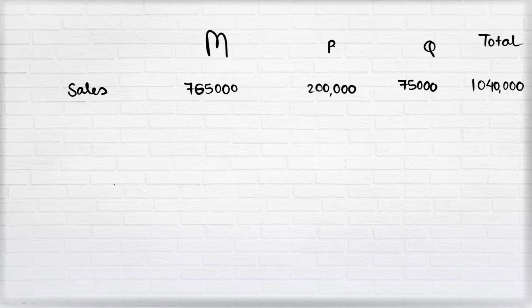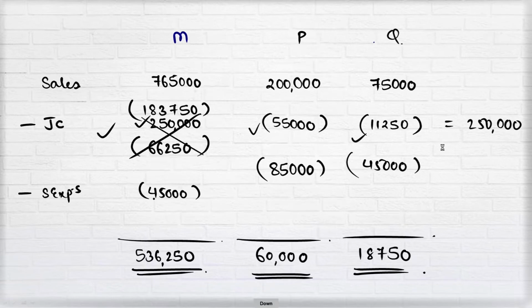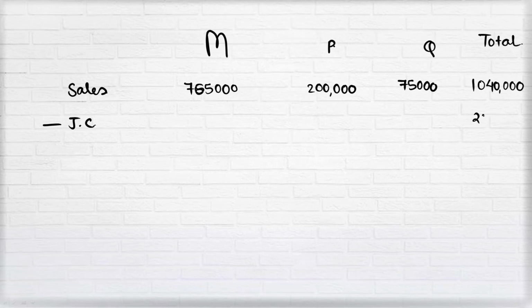10 lakh 40,000 minus joint cost. What is joint cost? 2 lakh 50,000. We don't know whether to apportion it to M, P and Q or all of them. All right.